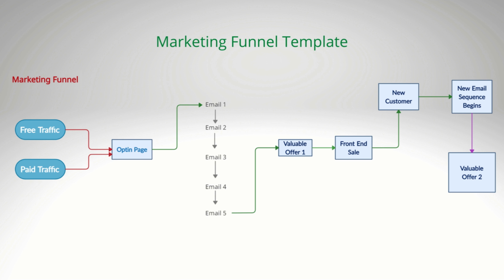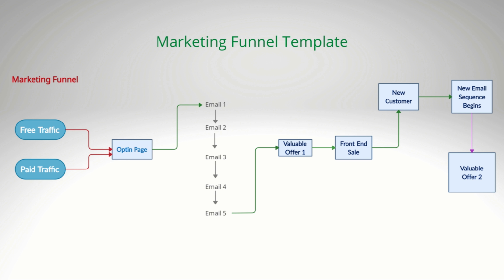Now, on the email sequence, you'll notice email number 5 is where you make an offer. That could be for a low-priced item. It could be $7. It could be $11, $20, something small enough. Now, a certain percentage of those people will buy your product, and they now become a new customer. That new customer now is transferred over into a new email sequence, and the cycle begins again.